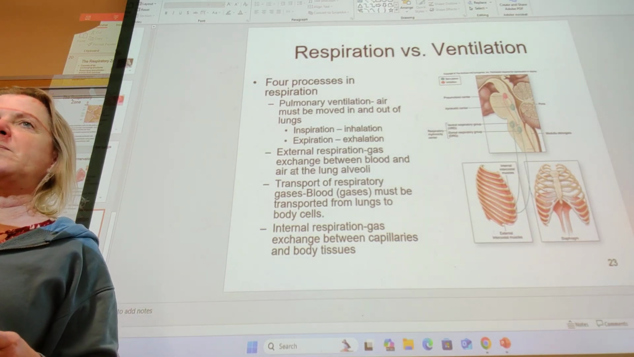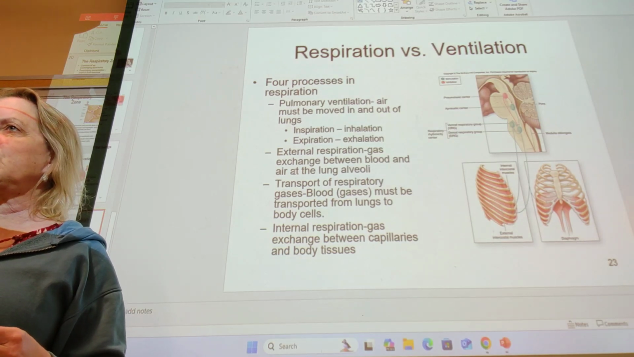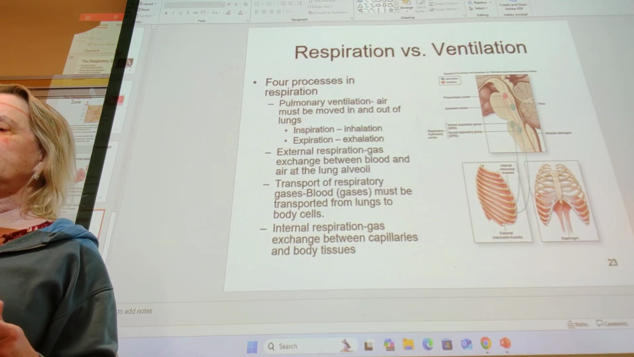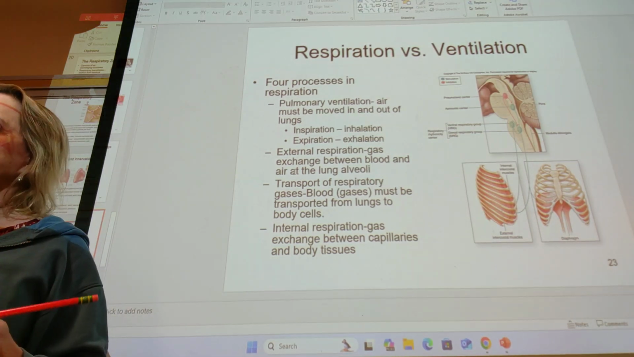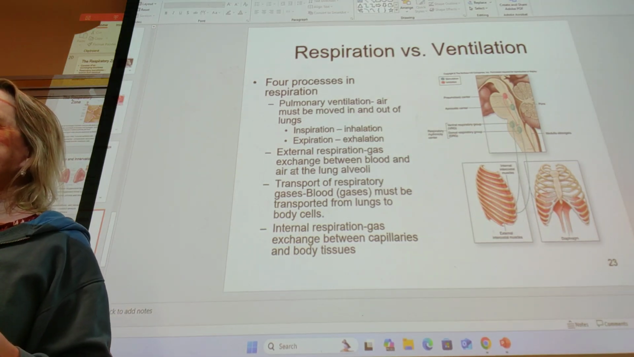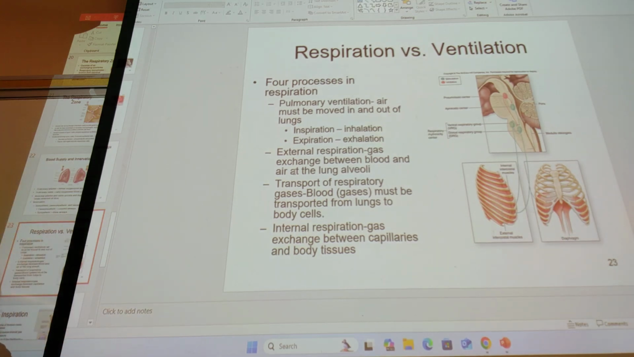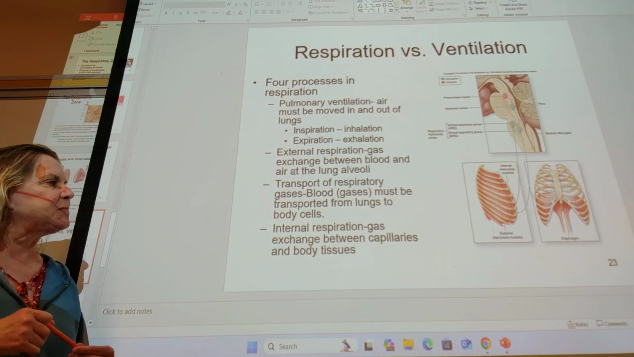Do any of you remember the story I told you for the electron transport chain? I took you on a trip to Chuck E. Cheese's, and I talked about the tickets that, someone remembers.